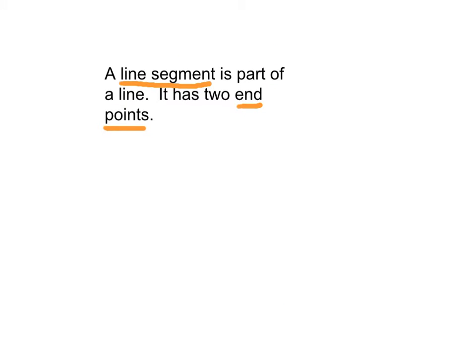Alright, I have a definition for you. A line segment is part of a line. It has 2 endpoints. So I've got 2 points here, and we call them endpoints because they are the ends of this line segment. So I will connect those 2 endpoints to form this line segment. This here is that line segment. And so what we call this is line segment LT. And so what we do is we write this here, and we write it like that there.